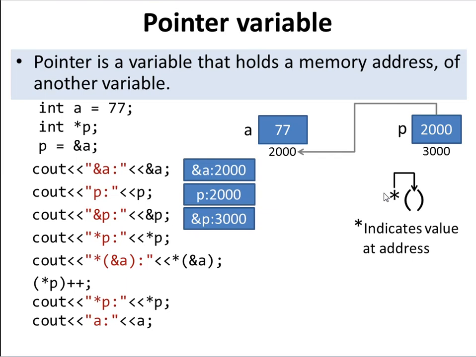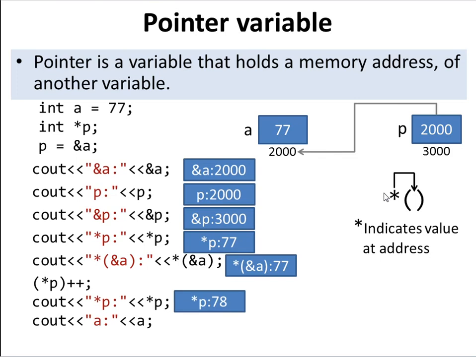It will be printed here. When we say star p, star indicates value at address, value at 2000. In this case, star p means the value at address 2000 is 77, and it will be printed here. The statement below is just the long form, elaborating how exactly star p is accessed: star in brackets &a. The address of a contains 77, which means 2000 contains 77.